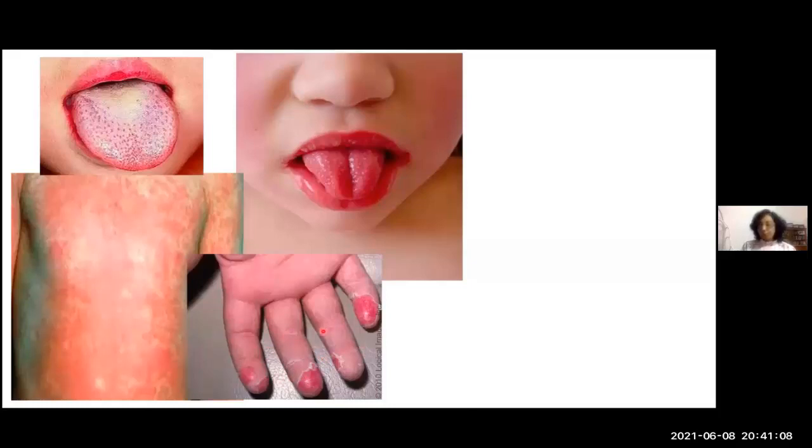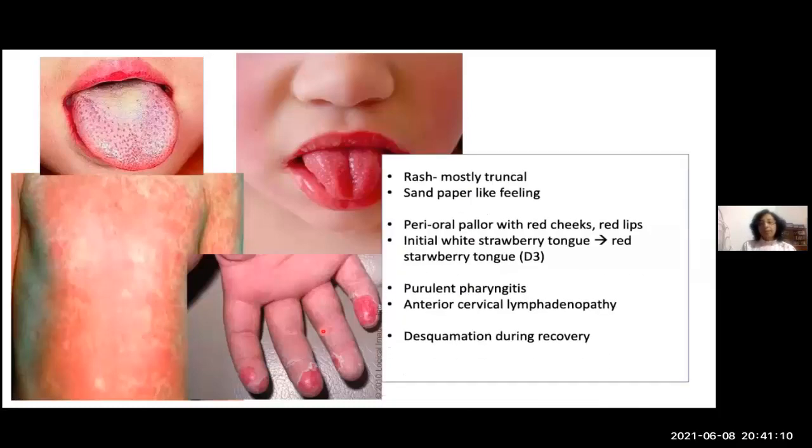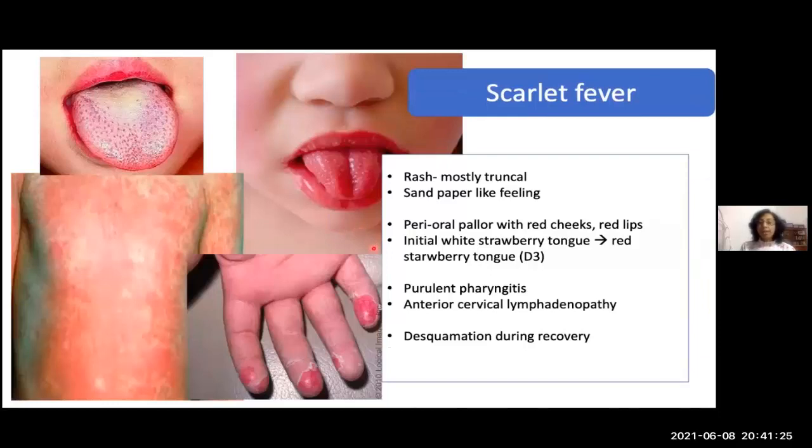So what is this condition? And you might also see perioral pallor, but in Asian children, you might not be able to appreciate that. Okay, so this is scarlet fever. I haven't given you a picture of the inflamed pharynx in this child, but if you look at the throat, you might find inflamed, enlarged tonsils as well. So this again is a bacterial infection.